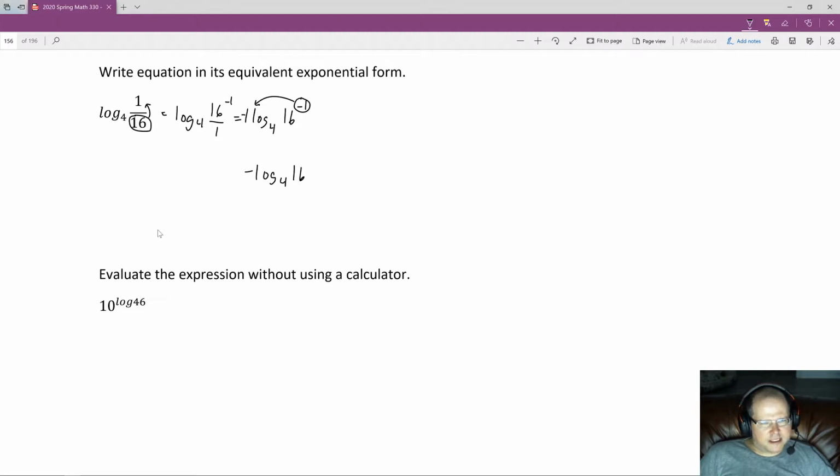Now, 4 to what is 16? Well, 4 to the 2nd power. So this whole entire thing right here goes to the 2nd power. And then it's negative 1 times 2, which is negative 2.